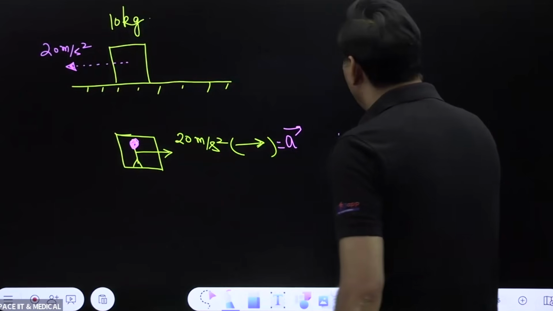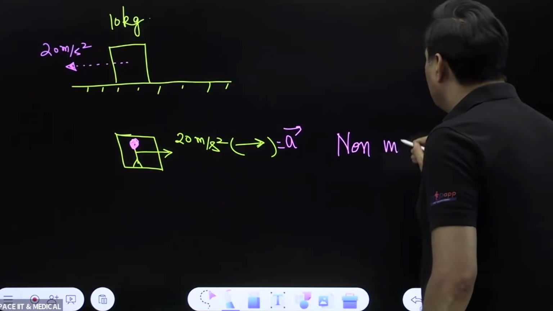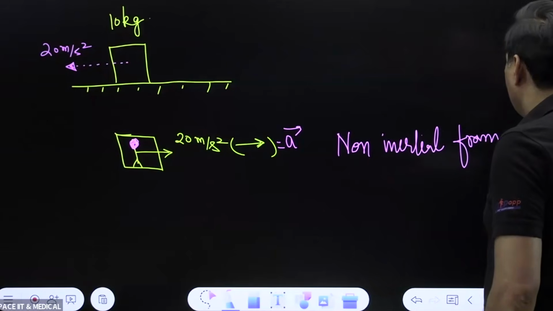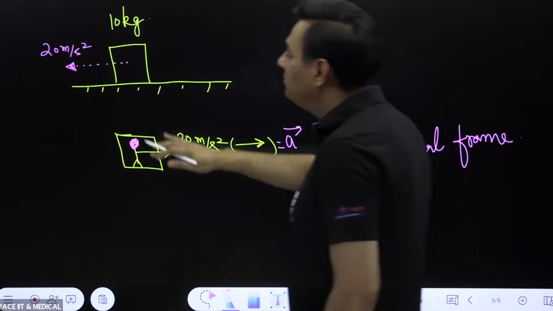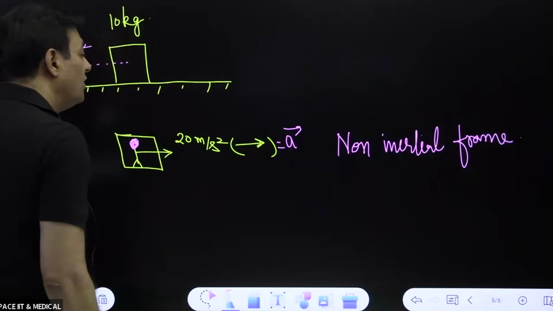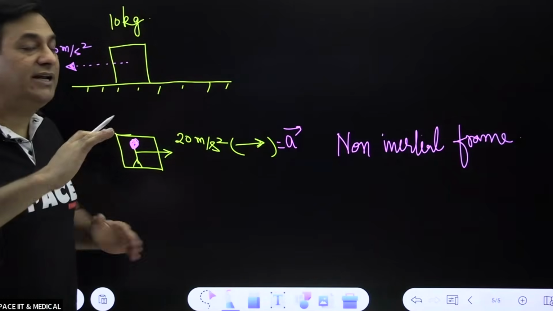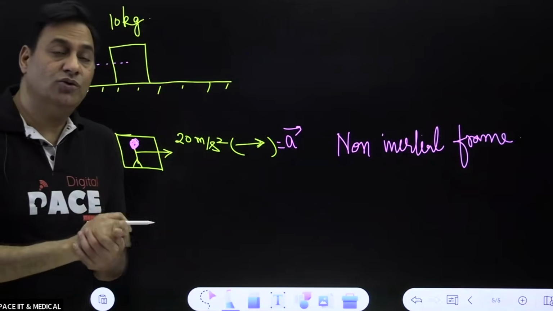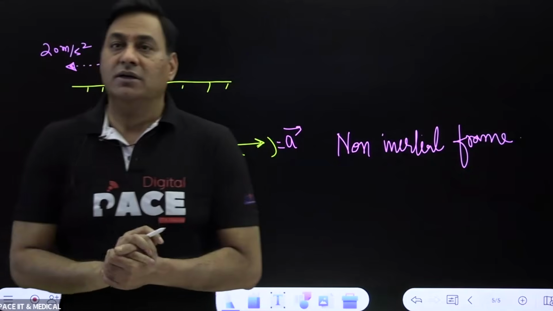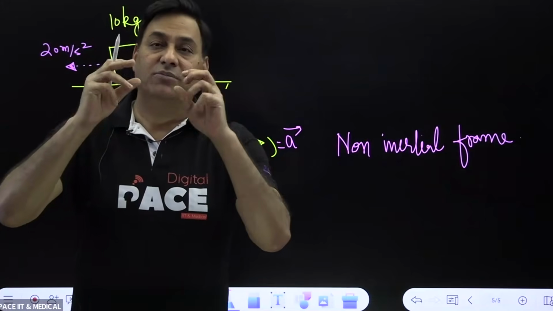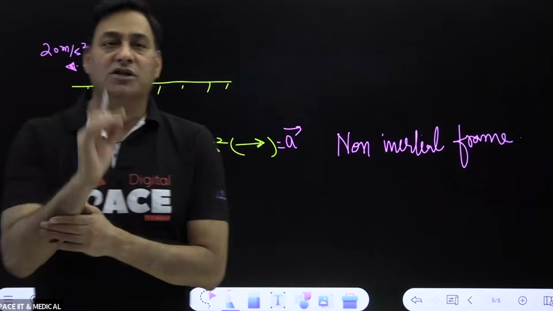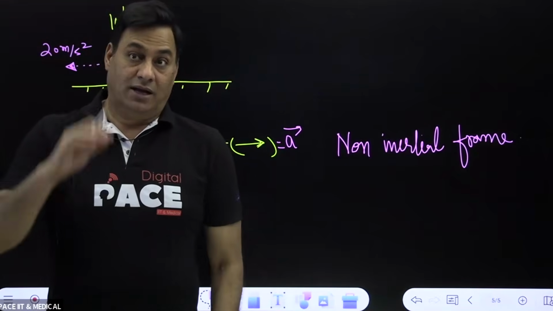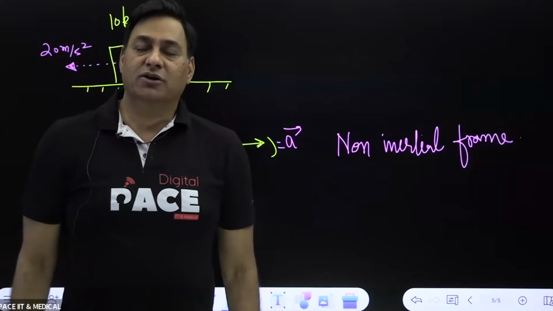So these frames are called non-inertial frames. Whenever you observe motion from a non-inertial frame, you cannot apply Newton's laws. You cannot say net force is equal to mass into acceleration. You have to make a modification. D'Alembert, a scientist, gave that modification. He said, if you make a small change and apply a pseudo force, an imaginary force on this body, then you can apply Newton's laws of motion.